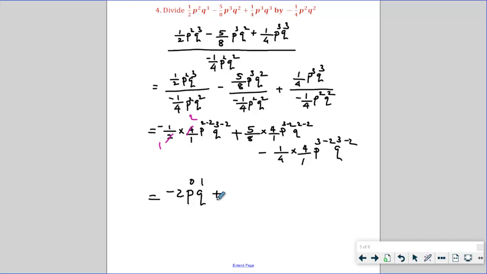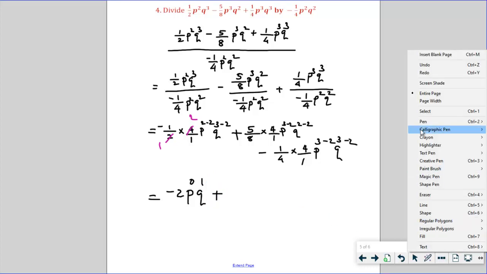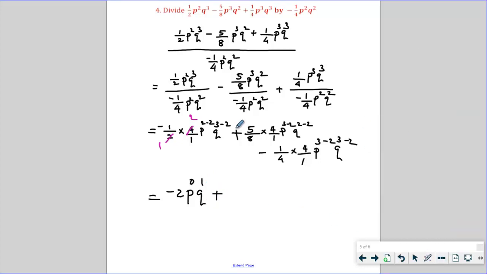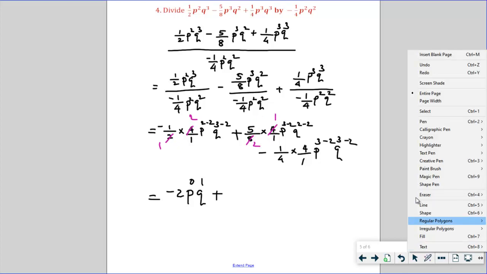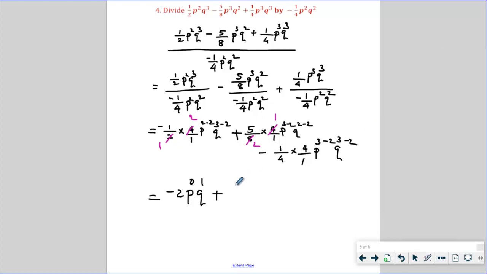The second term is plus. In the second term 4 in the numerator and 8 in the denominator we can cancel. 4 ones are 4, 4 twos are 8. Then 5 into 1, that we can write 5. Denominator 2 into 1, that is 2. Then the variable p, 3 minus 2 is 1. Q, 2 minus 2 is 0.